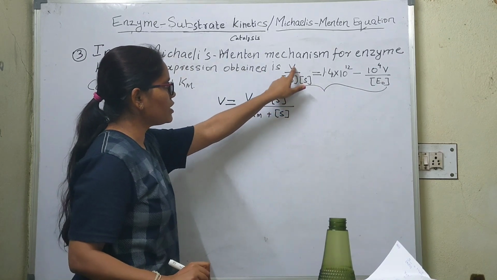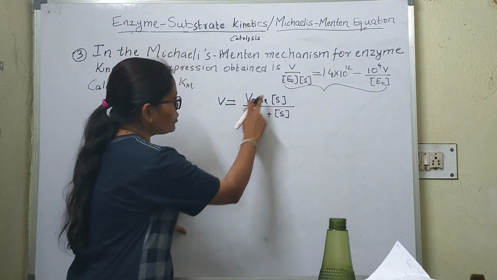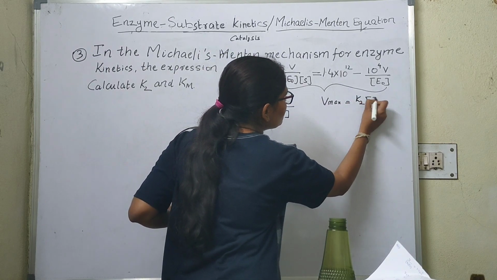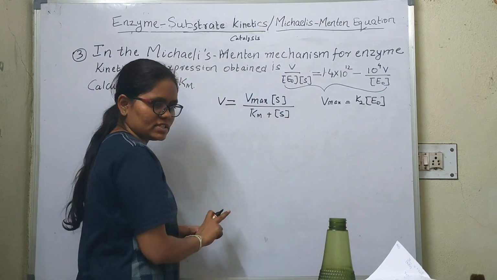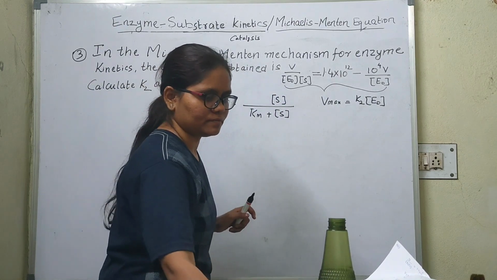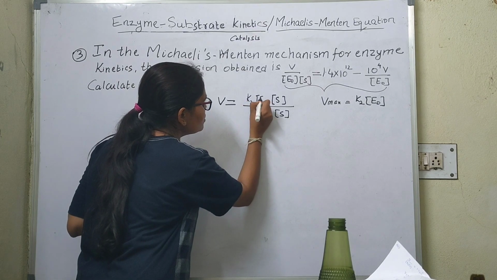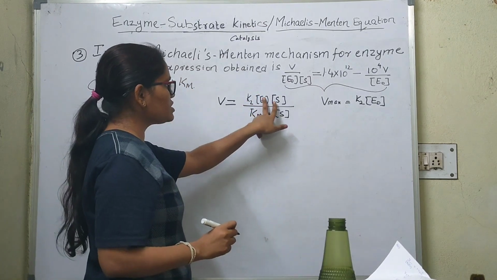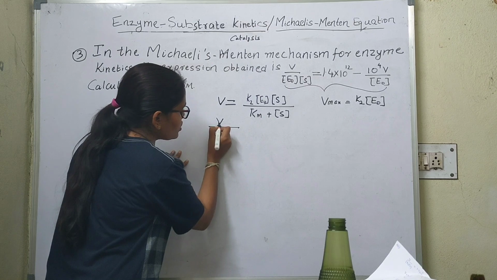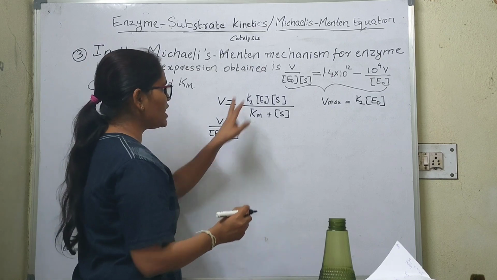So how do we do that? On the left hand side you see that there is V over E naught into S. So how do I get this E naught? We know that Vmax is K2 into initial concentration of the enzyme. So I'll remove this Vmax and write it as K2 into E naught. Now I can bring this E naught and S on the left hand side. So it becomes V over E naught into S. So the left hand side matches here.